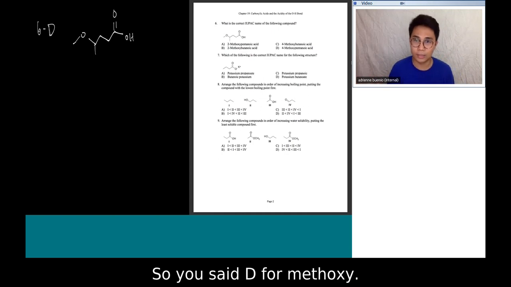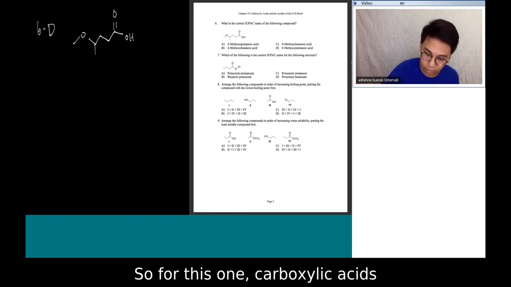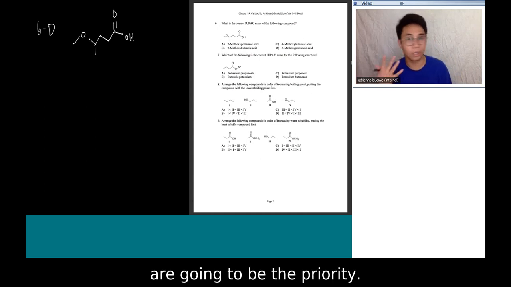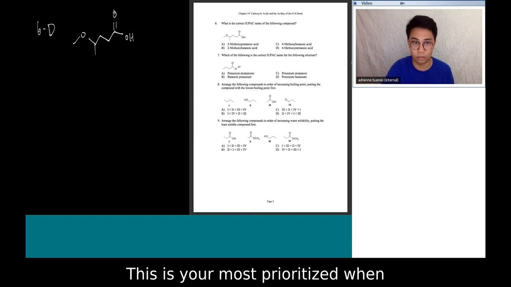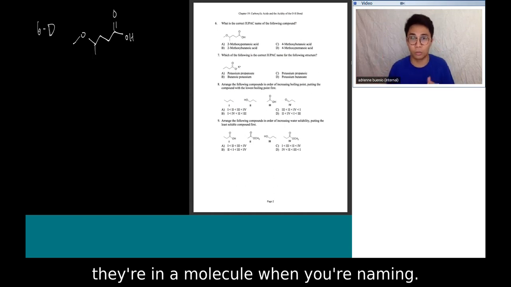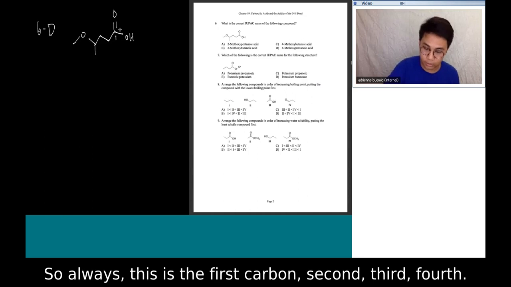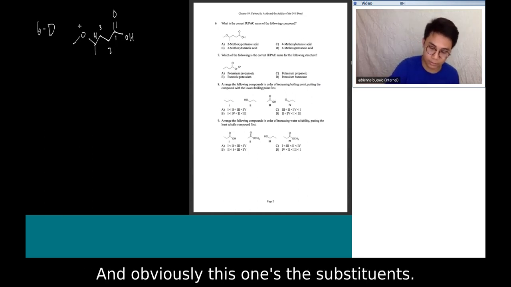So we said D for methoxy. For this one, carboxylic acids are going to be the priority. We're not going to number from here. This is your most prioritized group when they're in a molecule when you're naming, right? So always this is the first carbon, second, third, fourth, and obviously this one's the substituent, right?